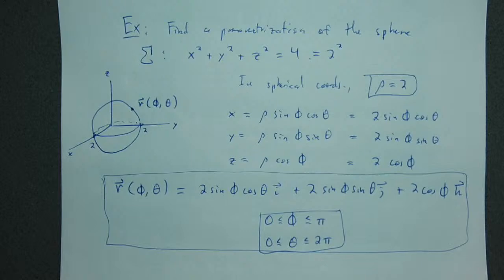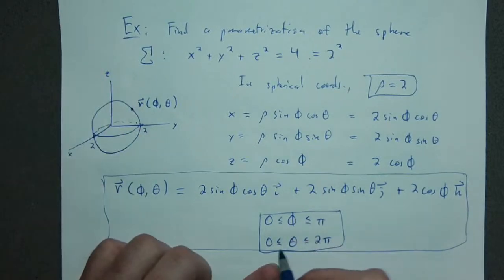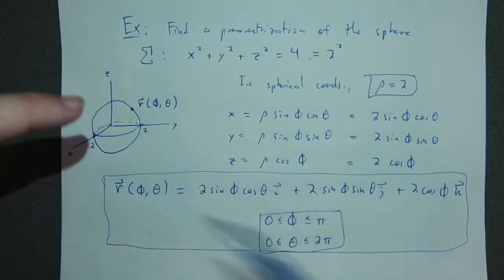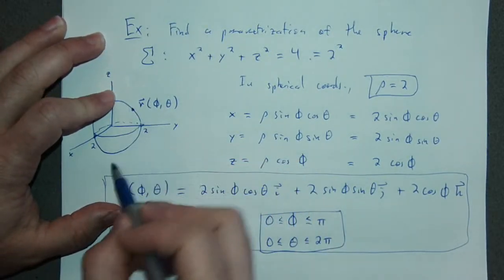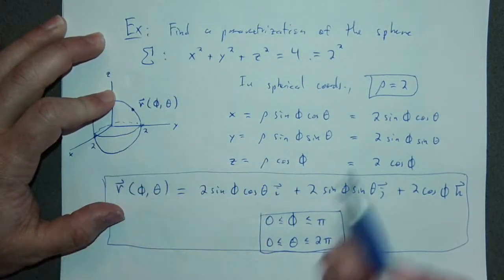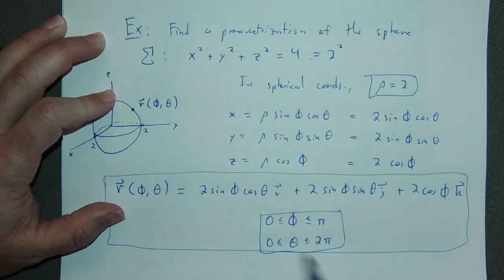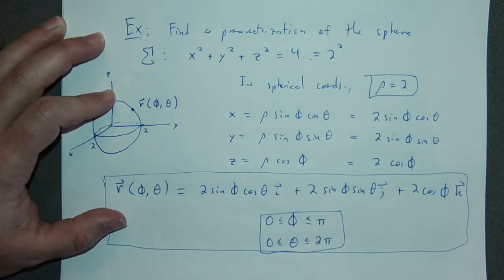Jacob, phi is from 0 to pi because theta takes care of the around, right? So phi takes you from either the top or the bottom. That's all it's saying. Theta is telling you how far around the thing is. And since theta runs from 0 to 2 pi, it takes care of everything, right?